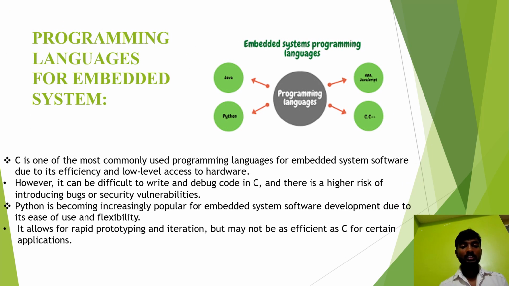The programming languages which are used in embedded systems. C is one of the most commonly used programming languages for embedded system software due to its efficiency and low-level access to the hardware. However, it can be difficult to write and debug code in C. There is a higher risk of introducing bugs or security vulnerabilities. Python is becoming increasingly popular for embedded systems due to its ease of use and flexibility, and it also allows rapid prototyping and iteration, but may not be as efficient as C for certain applications.